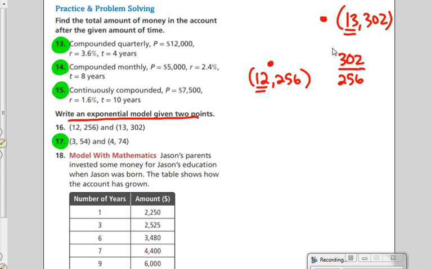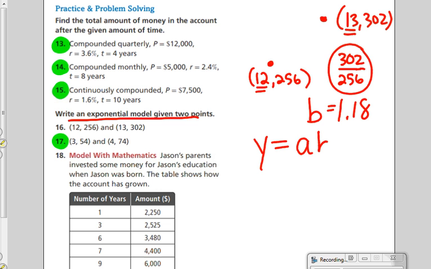So what do you get when you divide 302 by 256? 1.18? So 1.18, that's our b. Okay? So in our exponential model, a b to the x, I now know that the growth factor is 1.18. Okay? Now we're getting there. What I still don't know is my a.